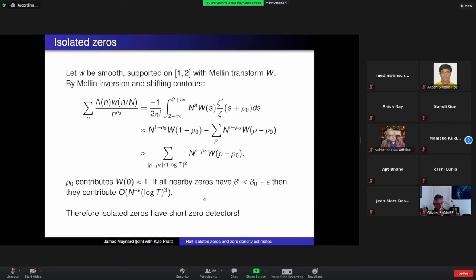And this is basically the argument of Heath-Brown and Balasubramanian–Ramachandra, that if we have an isolated zero rho 0, then the contribution from rho 0 dominates the right-hand side, and this means that there's a large value of this short Dirichlet polynomial. And this is how they're able to show that isolated zeros have short zero detectors. Unfortunately, this whole argument completely breaks down if you have maybe many zeros close to rho 0, which don't necessarily lie to the left of rho 0.